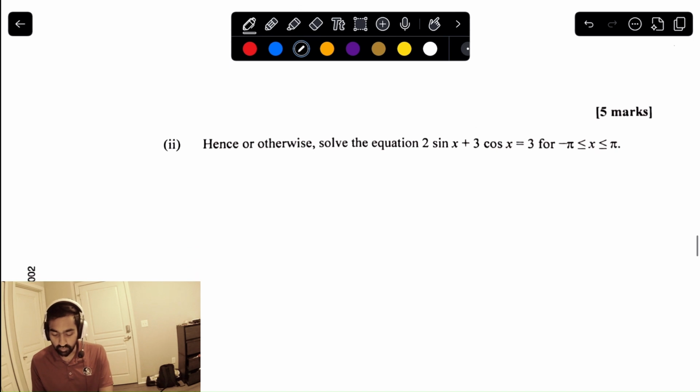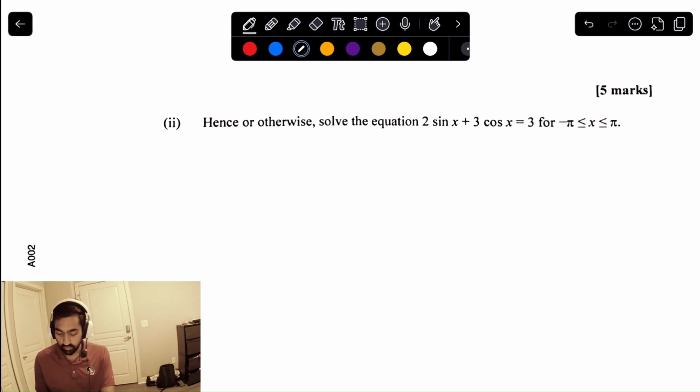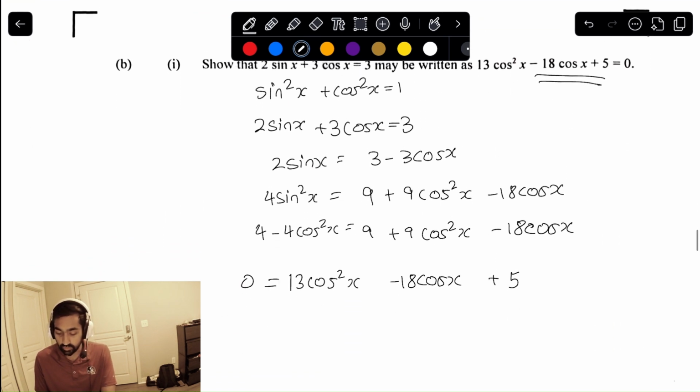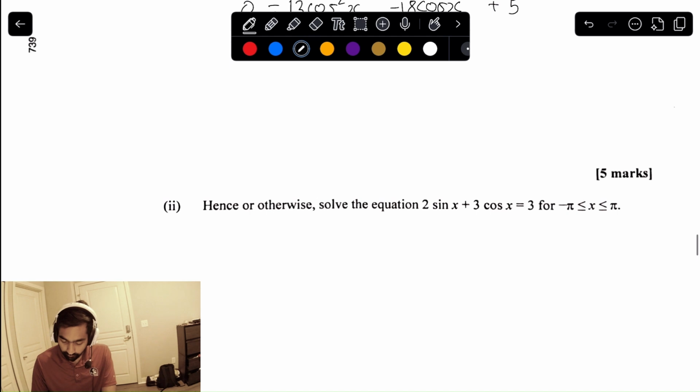Now let's move on to part 2. We're asked to solve this equation, the same equation, for minus pi less than or equal to x less than or equal to pi. Keep in mind, once again, this is in radians. So the way that we're going to do that is we're going to use the form that we just found. So we've just shown that it's the same thing to just solve 13 cosine squared x minus 18 cosine x plus 5 equals 0.